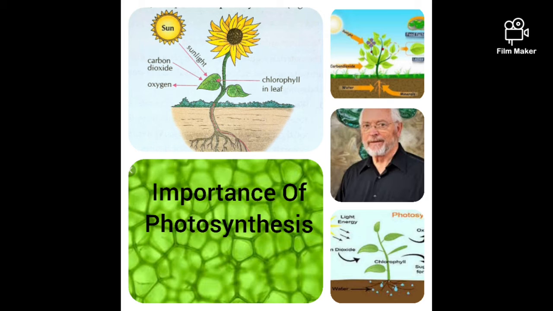Carbon dioxide is used by plants during photosynthesis. So we can say that photosynthesis maintains the balance between oxygen and carbon dioxide in the atmosphere. So, in the absence of photosynthesis, life on the earth would be impossible.